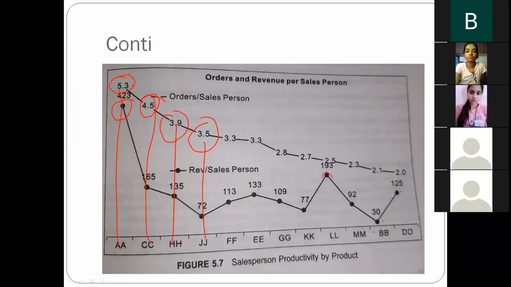By this, they can give promotions to particular persons. See, which person is good? Many persons will be there. Who is going to give the high revenue? That person is a good person. So for him, we are going to give some incentives so that he can work further with good work, good things. Got to know? This is salesperson productivity by product.